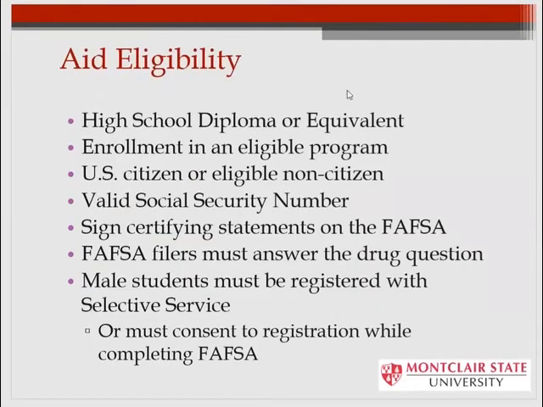Now, aid eligibility. You have to have earned a high school diploma or equivalent. You must be enrolled in an eligible graduate program or certificate program in order to be eligible for financial aid. You must be a U.S. citizen or eligible non-citizen. You must have a valid Social Security number. You have to sign the certifying statements on the FAFSA, and FAFSA filers must answer the drug question on the FAFSA.